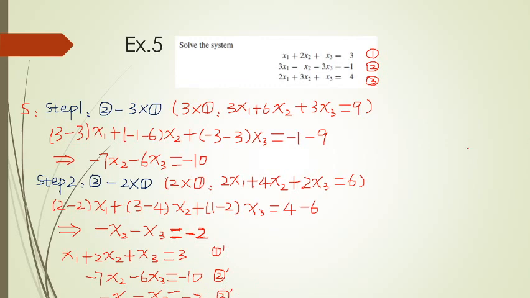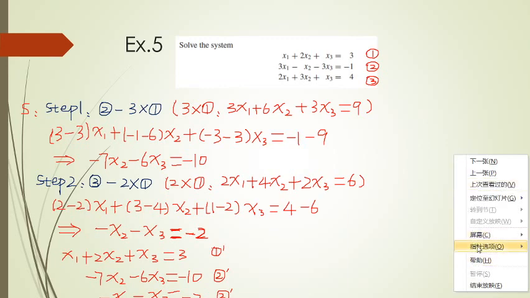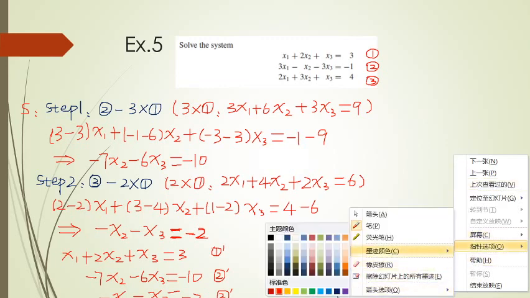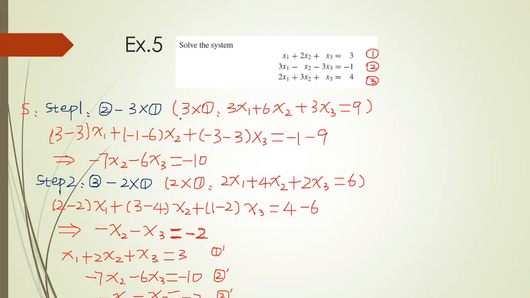Then I will do step 3. Here, the next purpose is trying to cancel out the coefficient for x2. Then I only have one variable, and then we can solve it, right?